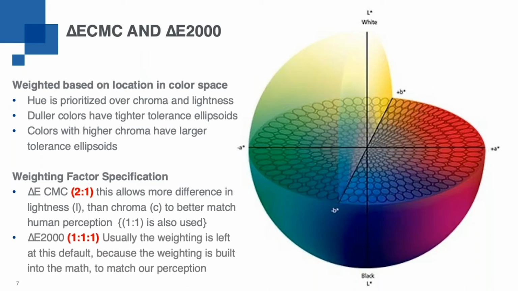Now, with Delta E 2000, the math was actually built to compensate for that ratio right from the start. So the 1:1:1 weighting factor is generally not modified. It's generally left at that default.